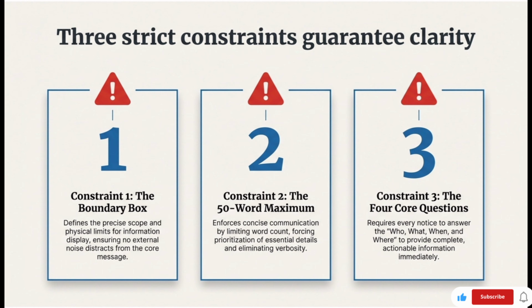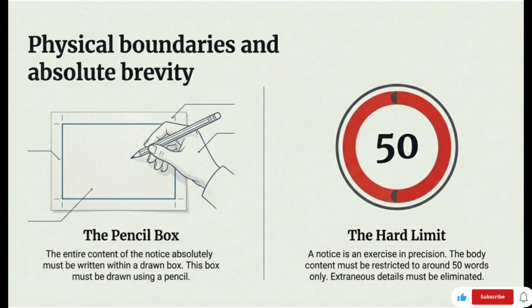The physical format. The first visual feature of a notice is the box drawn around the content. This box is usually drawn with a pencil and contains all the elements of the notice. Another important rule is brevity. A notice is not an essay. It must communicate the message clearly and concisely, without unnecessary details. Precision is the key to effective notice writing.